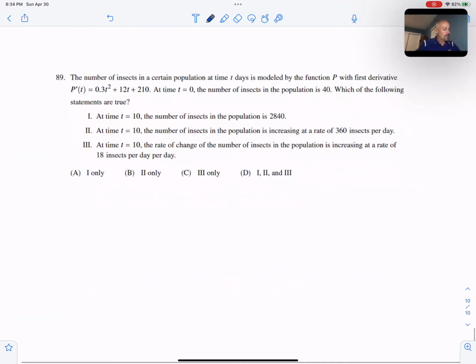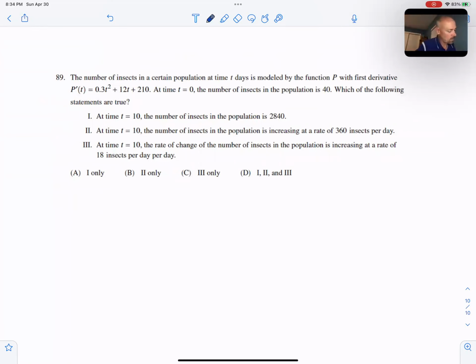All right. So the number of insects in a certain population at time t days is modeled by the function p with first derivative p prime equal to that. At time t equals 0, the number of insects in the population is 40. Which of the following statements are true? 1, at time t equals 10, the number of insects in the population is 2,840. 2, at time t equals 10, the number of insects in the population is increasing at a rate of 360 insects per day. And 3, at time t equals 10, the rate of change of the number of insects in the population is increasing at a rate of 18 insects per day.